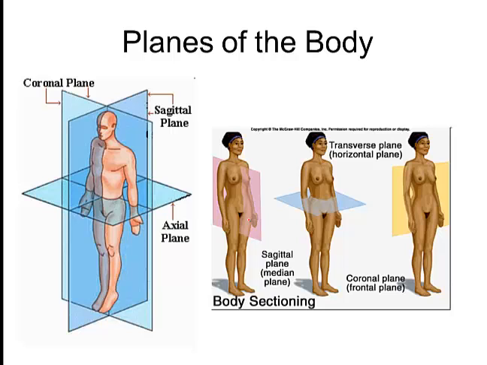Okay, so here's just another quick view of the planes, a couple of different ways. But remember, your sagittal is right and left halves. Your transverse is your horizontal. You're just cutting the body into top and bottom halves. And then coronal, the frontal plane, is where you're cutting it into a back half and a front half.